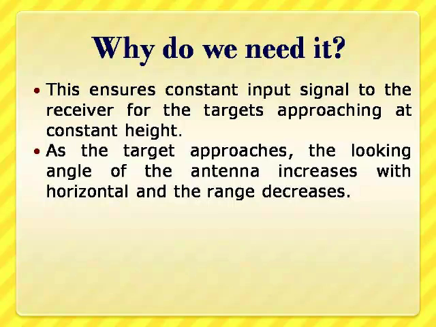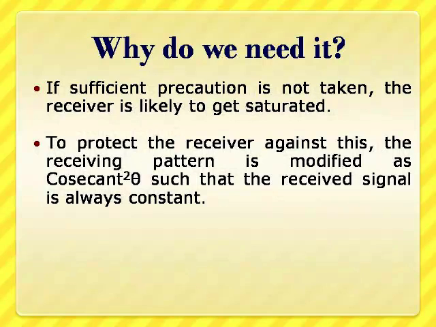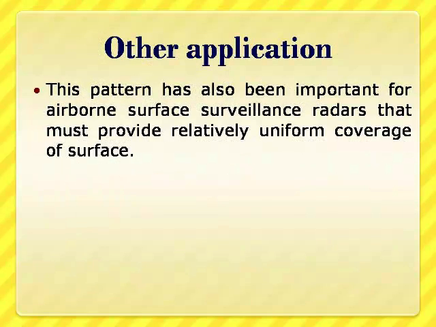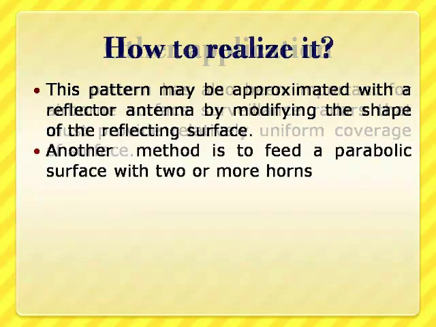As the target approaches, the looking angle of the antenna increases with the horizontal and the range decreases. Hence, we get a huge amount of input signal to the receiver, which is likely to saturate. So, to protect the receiver against this, the receiving pattern is modified as cosecant square theta such that the received signal is always constant. This pattern has also been important for air surface surveillance radars that must provide relatively uniform coverage of the surface. How do we realize this?